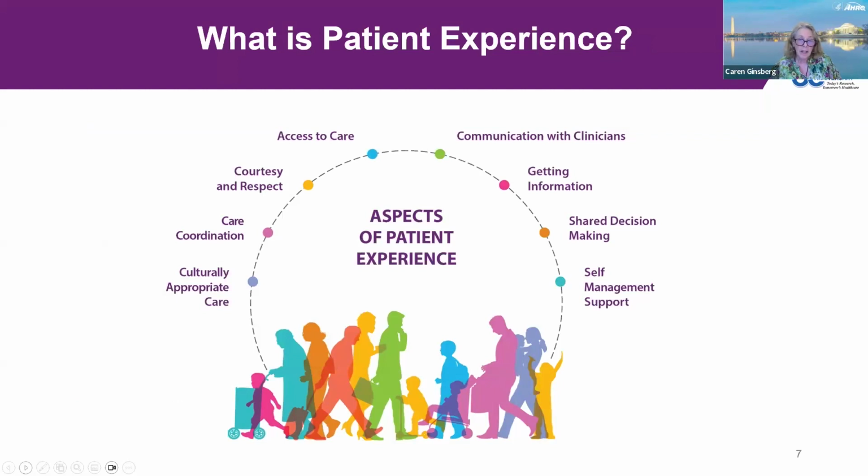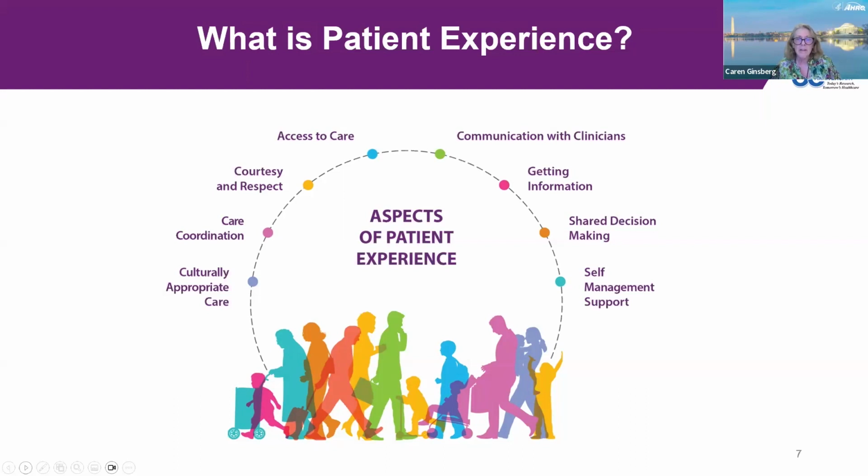On the next slide, I'd like to define patient experience. Patient experience is what actually happens to a patient in a healthcare setting or with a health plan, or how often something happened to that patient. Patient experience encompasses the range of interactions that patients have with the healthcare system. And this slide shows elements of patient experience that are captured on CAHPS surveys.